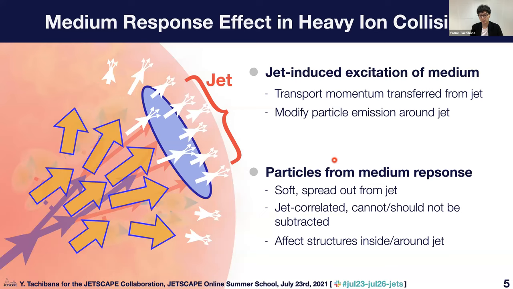We need to take into account also the particles from the medium, the effect of the medium response, because they are correlated with the jet, so they always come together with the hadrons from the jet. We cannot subtract them because we do not know. We cannot treat them as pure background, and if we consider them as part of the jet, we should not subtract. They are usually very soft and spread out from the jet, and they can affect structure inside and around the jet because they trigger together with the jet.